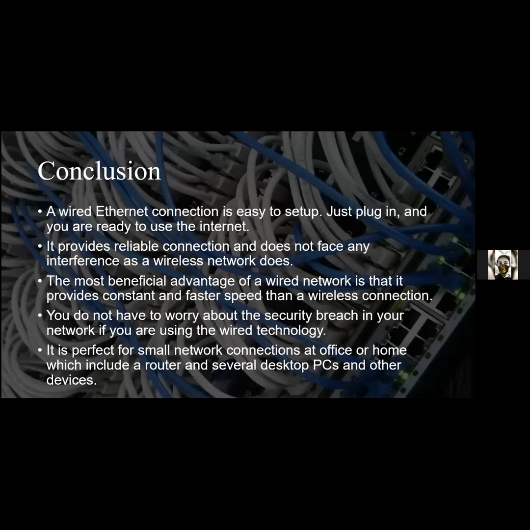Conclusion: in many ways, a wired network is the most preferred one over the wireless network, as it just requires to be plugged in to the electricity, and it can be used easily. It is also reliable, and there is no lag. The speed at which the data is being transferred is very high. There is no lack of security in this network. It is perfect for a small network, which includes routers and PCs to be connected within the office.